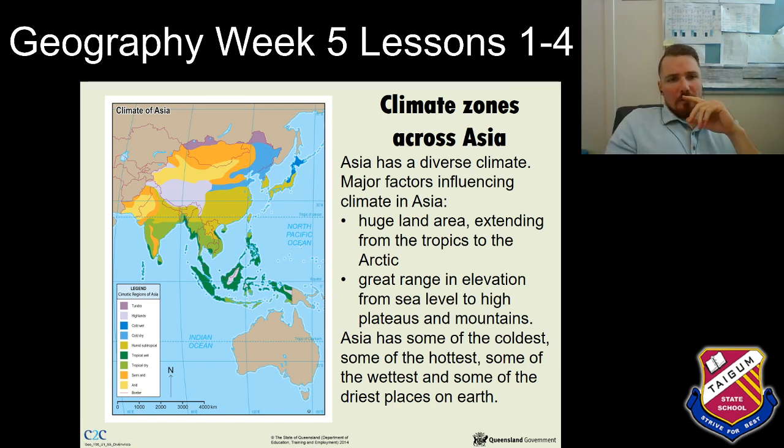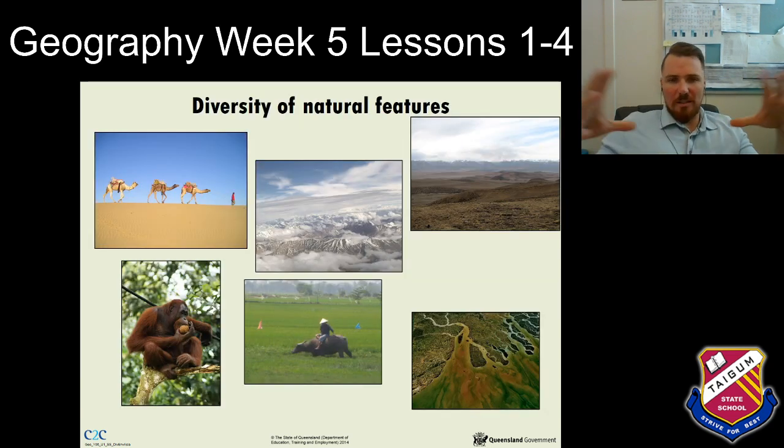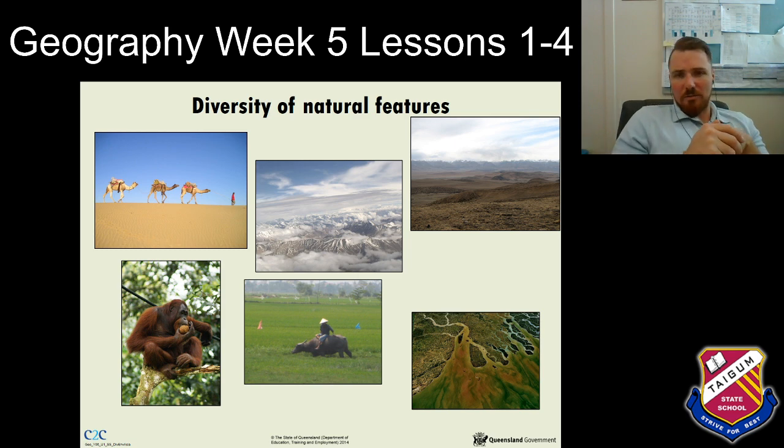So you have areas in Asia that are right down on sea level and then up, particularly in the mountains here in the Himalayas, and also mountains in Japan as well, to have some really high altitude spaces and places as well. Asia has some of the coldest, some of the hottest, some of the wettest, and some of the driest places on Earth. And that's what happens when you have a big spread of land. You're going to have lots of different variety in the environment. And we can see some examples of that now.